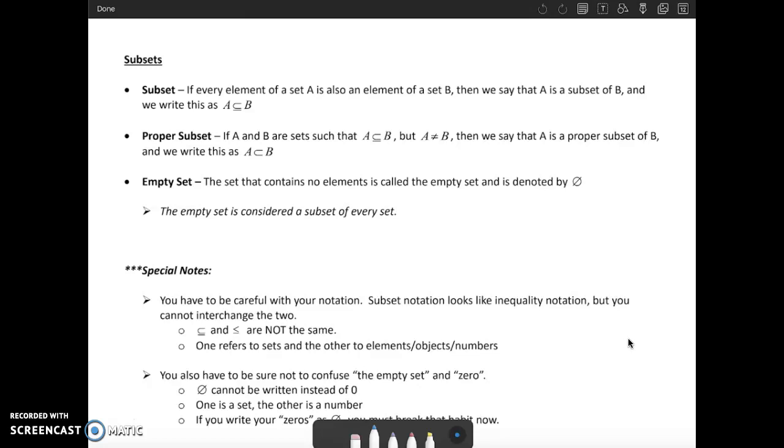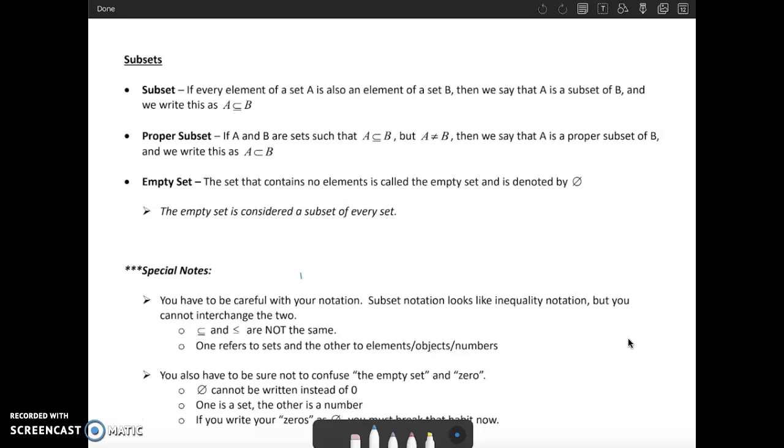And then we need to define an empty set. This is a set that contains no elements. It's called an empty set, and it's denoted by basically a circle with a slash through it. The empty set is considered a subset of every set, so that will be important. Any set, you can say that the empty set is a subset of that.